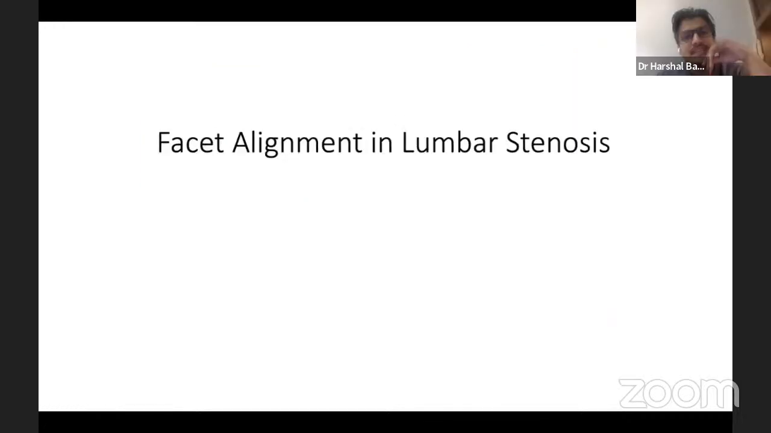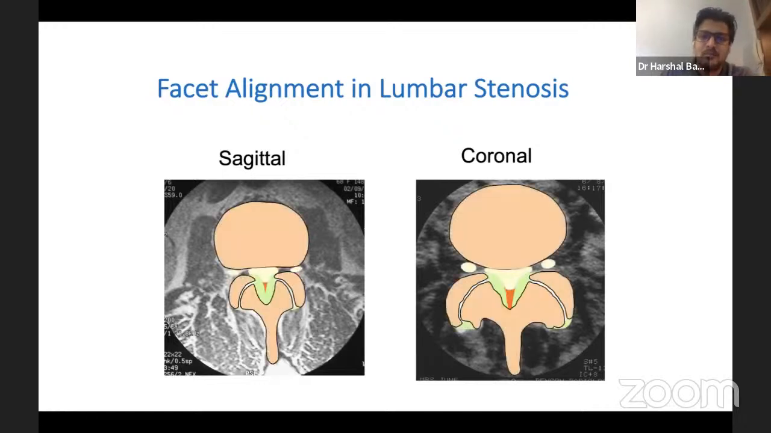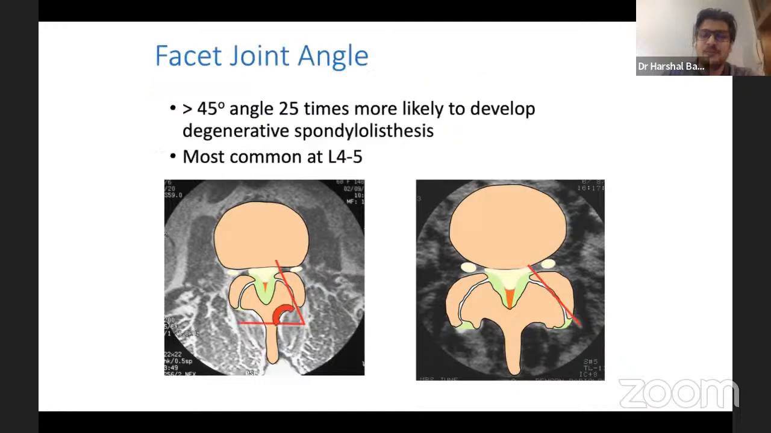Again, facet alignment in lumbar stenosis is also important, both sagittal and coronal facets. Normally we have a 45-degree sagittal angulation of the lumbar facets. If they are even more sagittal, that is something we associate with progression of degeneration in lumbar canal stenosis. You can see this is a sagittal angulation, and this is slightly a coronal angulation. If it is more than 45-degree angulation, it is 2.5 times more likely to develop degenerative listhesis, not 25 times as wrongly mentioned here, most commonly at L4-5.